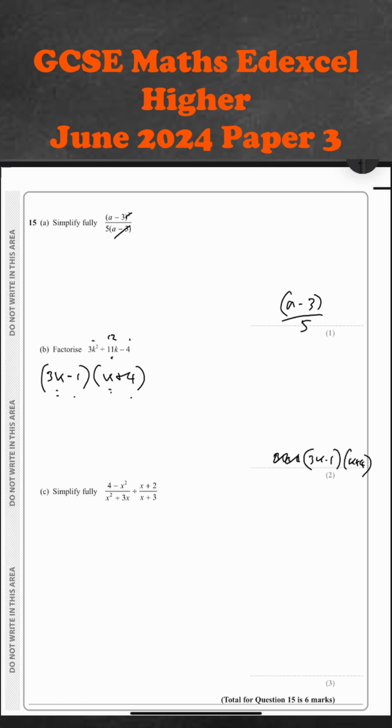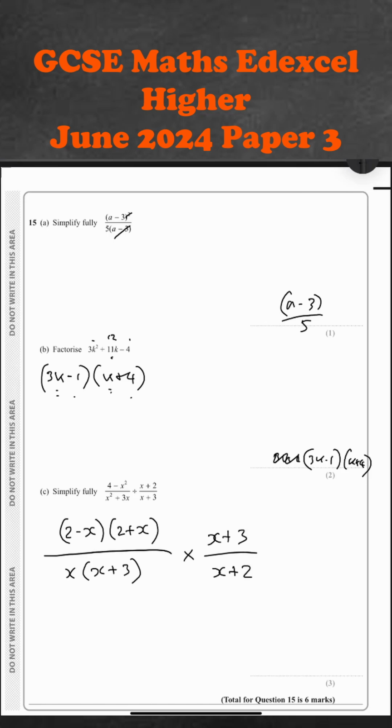Part C, simplify fully 4 minus x squared over x squared plus 3x divided by x plus 2 over x plus 3. It's a little bit more complicated. Right, your 4 minus x squared can be rewritten as 2 minus x multiplied by 2 plus x straight away. The x squared plus 3x can be written as x lots of x plus 3. And if you're dividing by those fractions, you can multiply by the reciprocal like that. Now we can cancel, cancel, cancel, cancel, and we get 2 minus x over x.